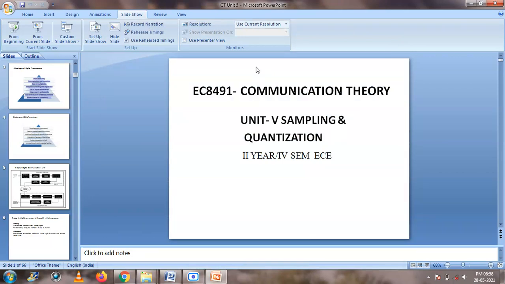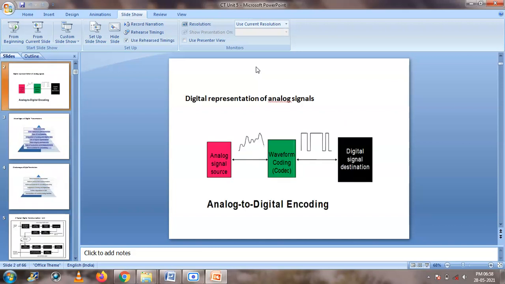Unit 5. The code is EC8491 Communication Theory, Unit 5: Sampling and Quantization. So here the basic is in Unit 5.